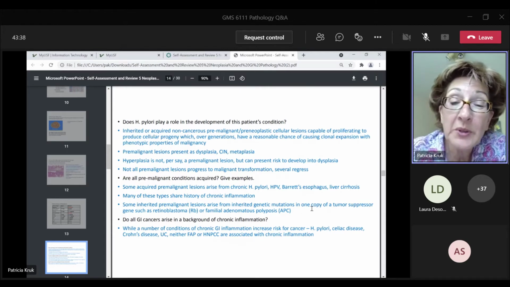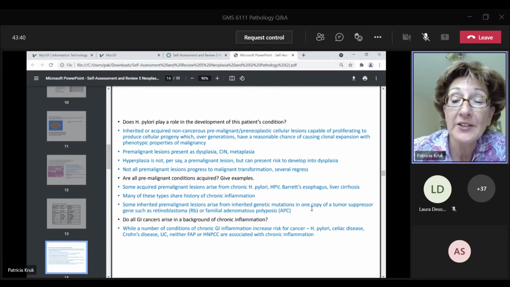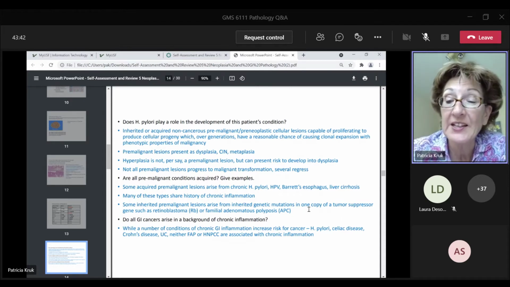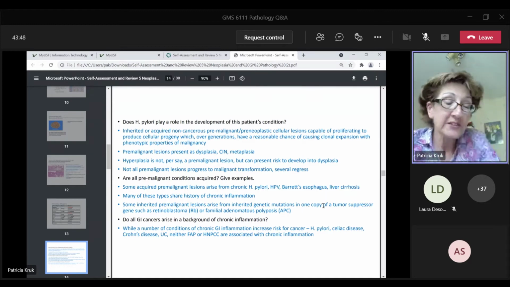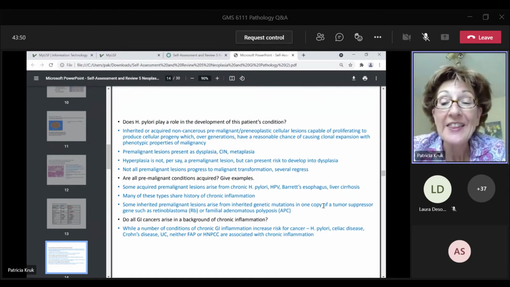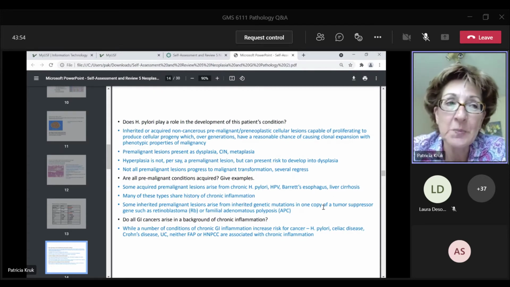Now, it's important to remember, I hope you had this in your genetics class, that when people inherit a mutation of one allele of a tumor suppressor gene, that allele is missing basically in every cell in the patient's body. It still is a bit of a wonder why we often only get organ-specific malignant transformations. It doesn't happen throughout the body.